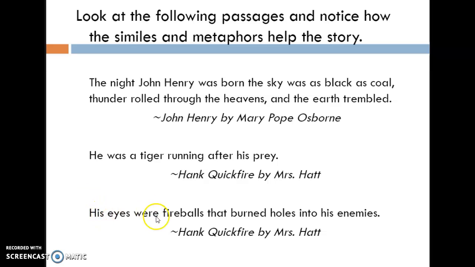His eyes were fireballs. So notice that we didn't use the word is here or here because was is the past tense of the verb is, and then were is the past tense of the verb are. So whenever you're looking for a metaphor, it's going to say one thing is another, or these things are something else. And then the past tense will be was and were.